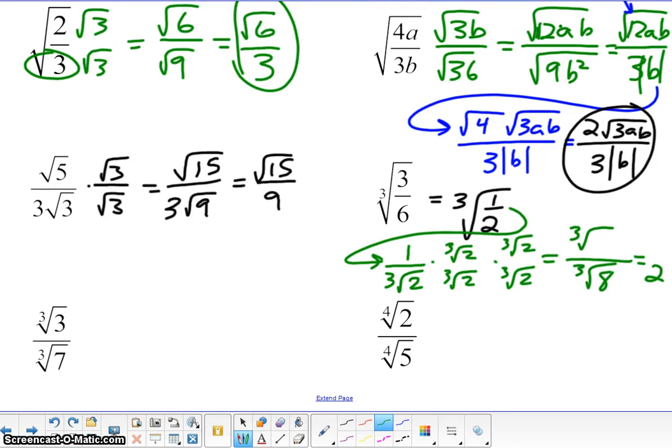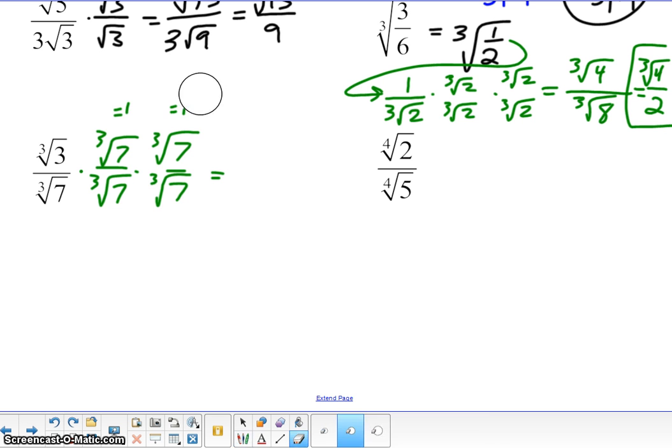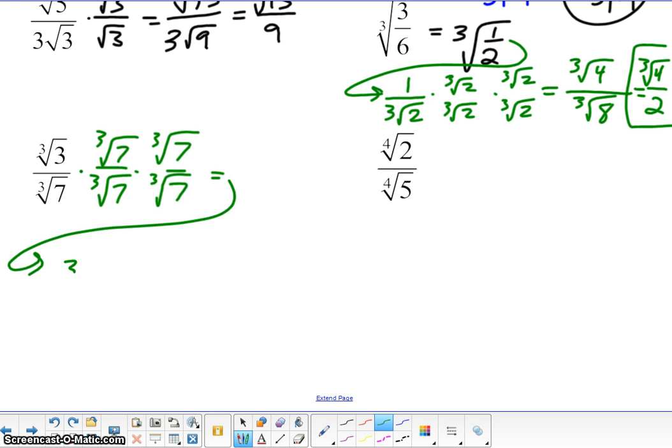And then on the top we get 3 cube root of 4, which doesn't break down, but that's okay because it's on the top. We are looking to rationalize the denominator, so the denominator cannot have a radical in it. Similarly on this one, we're going to need 2 of them, cube root of 7, in order for it to break down. Again, we're multiplying these both equal 1, so we're just multiplying something by 1, and anything times 1 is itself. So when you multiply them, you end up with cube root of 3 times 7 times 7.